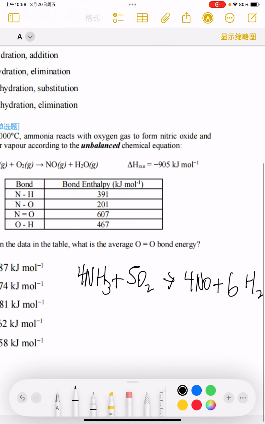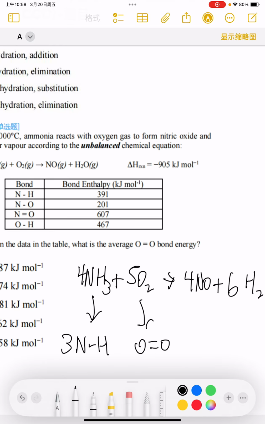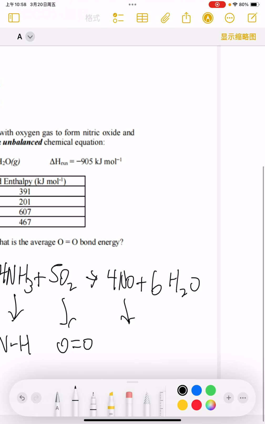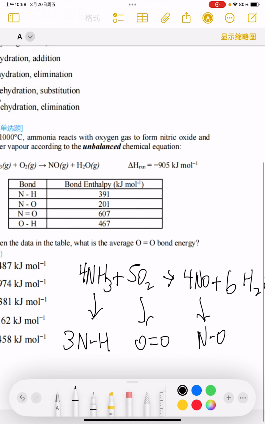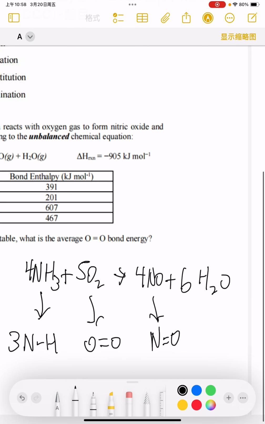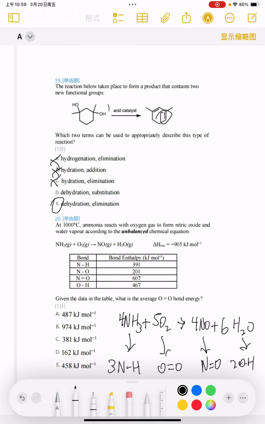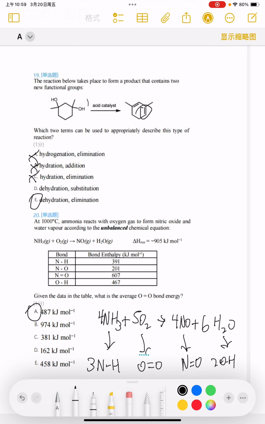And then over here, we can see that this is 3 NH bonds. This is just an O bond. This is an NO bond. Sorry, 2. And this is 2 OH bonds. So after doing all the calculations together, using these values, we can find that it's 457. No, 487, sorry.